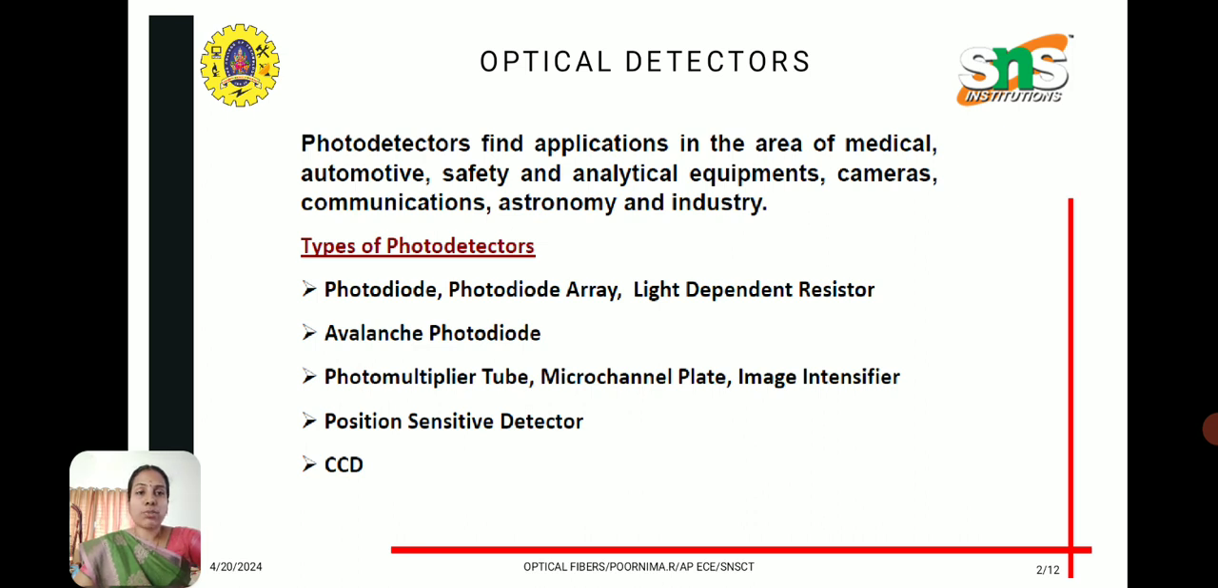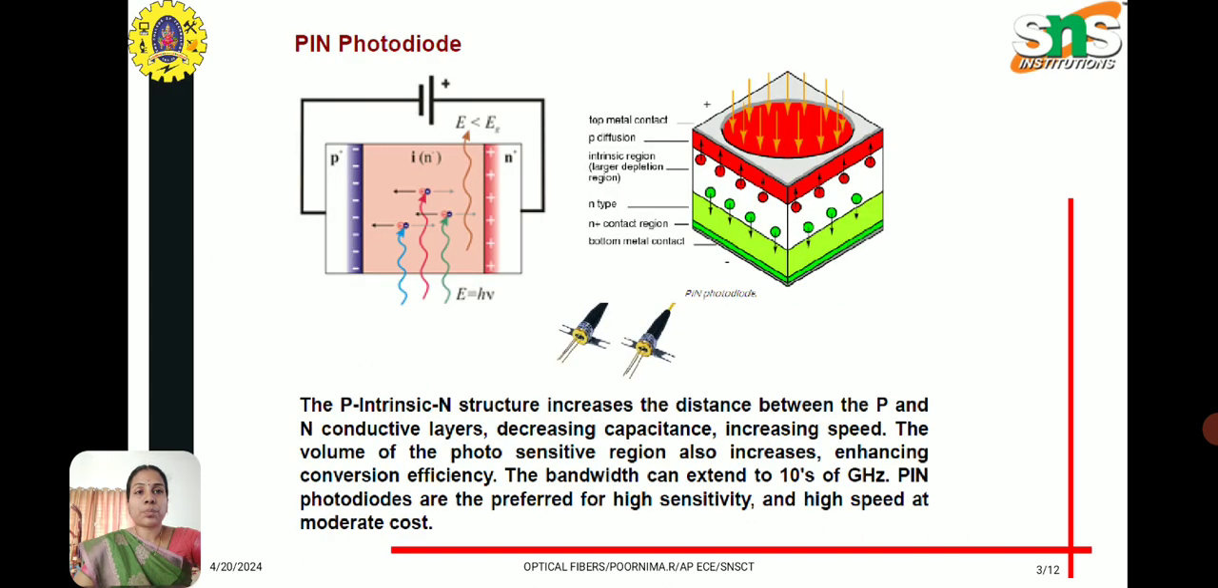So the types of photodetectors are photodiodes, photodiode arrays, light dependent resistors, avalanche photodiodes, photomultiplier tubes, and position sensitive detectors, CCDs. First of all we shall see the PIN photodiodes and their operation. The PIN photodiode is the PIN structure where p-type, n-type and intrinsic regions are there. The PIN structure increases the distance between the p and n conductive layers. Therefore it decreases the capacitance, so increases the speed. The volume of the photosensitive region also increases, enhancing the conversion efficiency. So the light signal is detected very efficiently, and the bandwidth can extend to tens of gigahertz. PIN photodiodes are preferred for high sensitivity and high speed at moderate cost.